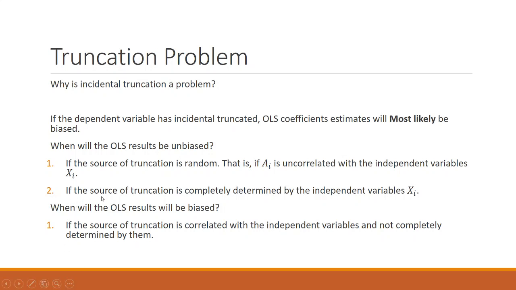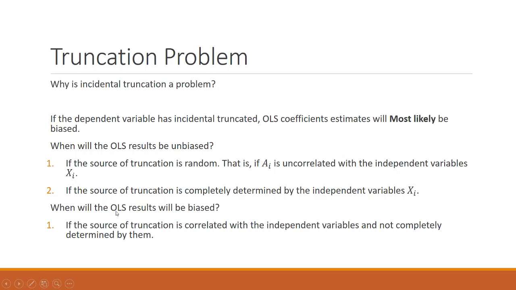Also, if the source of truncation is completely determined by the independent variables, that means if A is purely a function of the independent variables in your model, X, again, no bias, no problem. These two things are unlikely. It's more likely that we'll have bias.